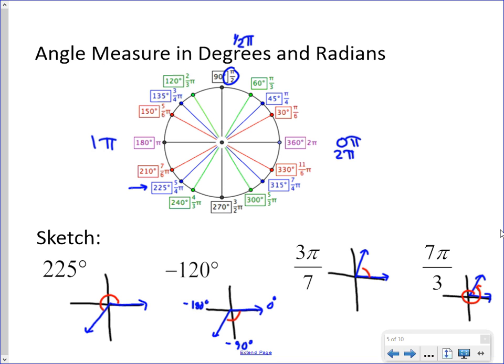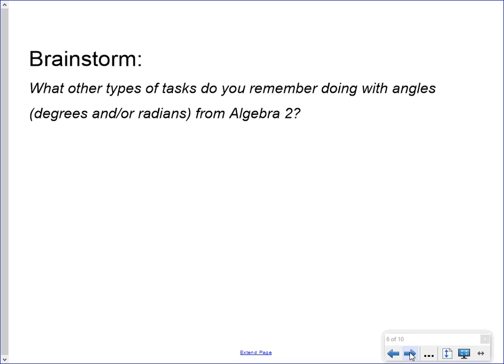Okay? All right, now we're going to do a quick brainstorm. What other types of things do you remember doing with angles, whether it be in degrees or in radians, from Algebra 2? So with your small table groups, you can decide if you want to do partners or quickly meet in the middle and join forces there. What kinds of things do you remember doing with these radians and degrees, if anything at all? Go for it.